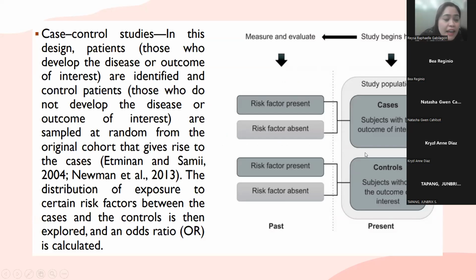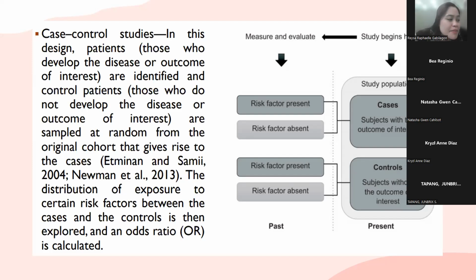This is for the case control study. Sa case control study, the study begins here. Please take note of this. At the present the study will begin at identifying the subjects of the study or our population, and then we will be grouping them into two. We will be grouping them into cases and then controls. That is why tinawag siyang case control study.